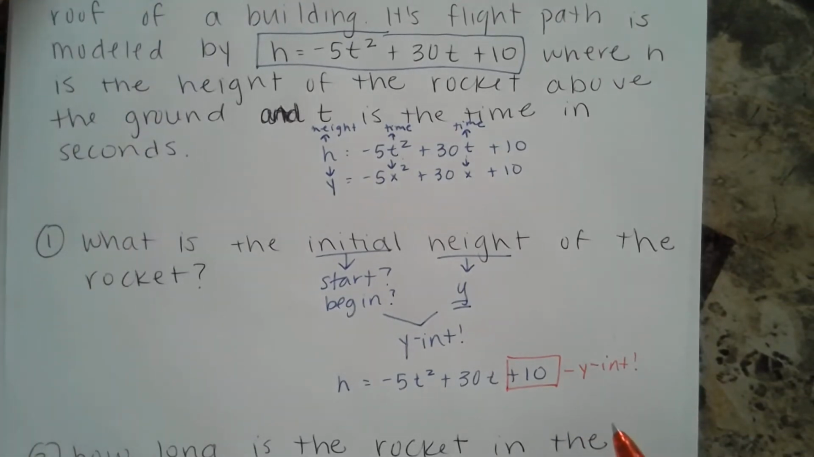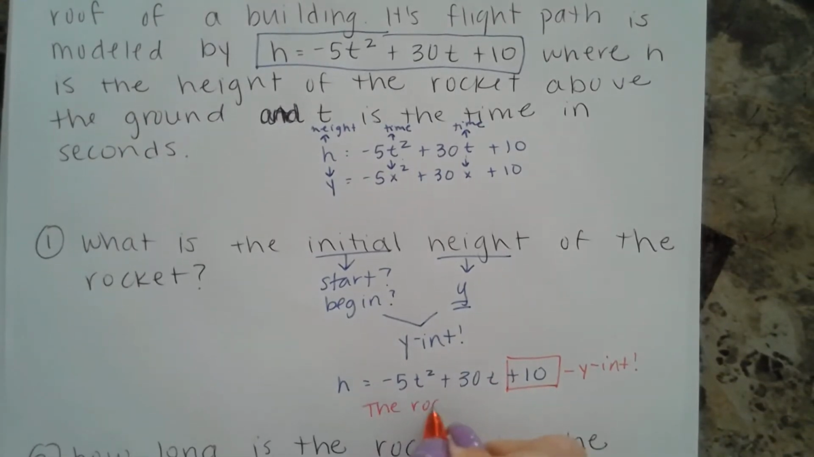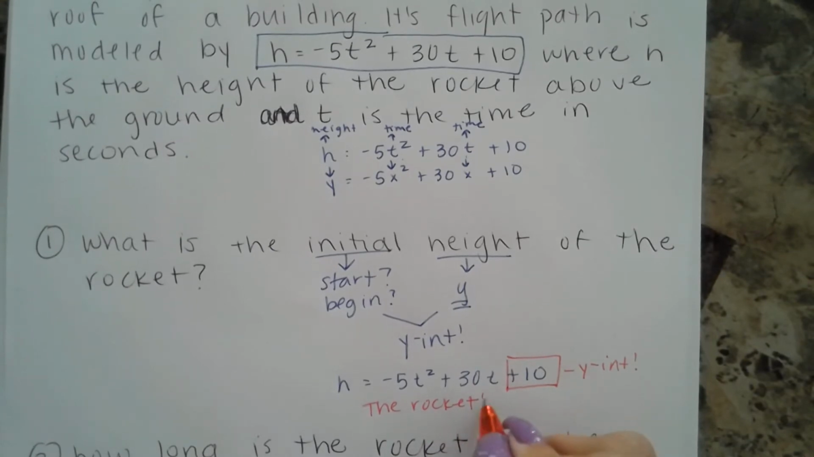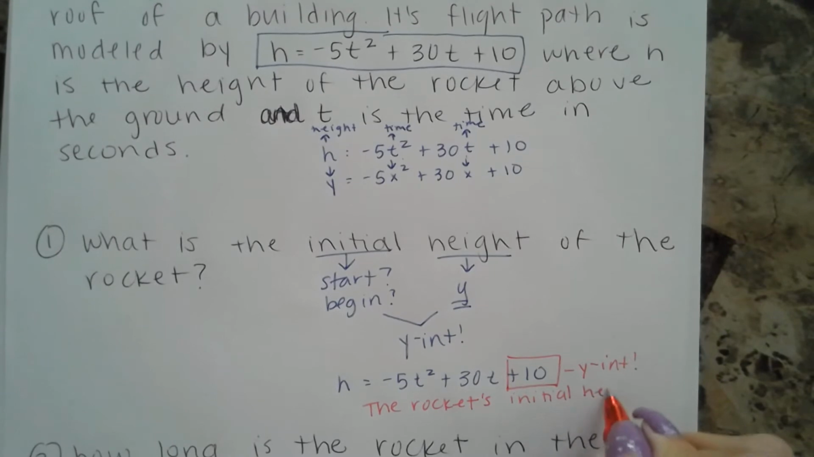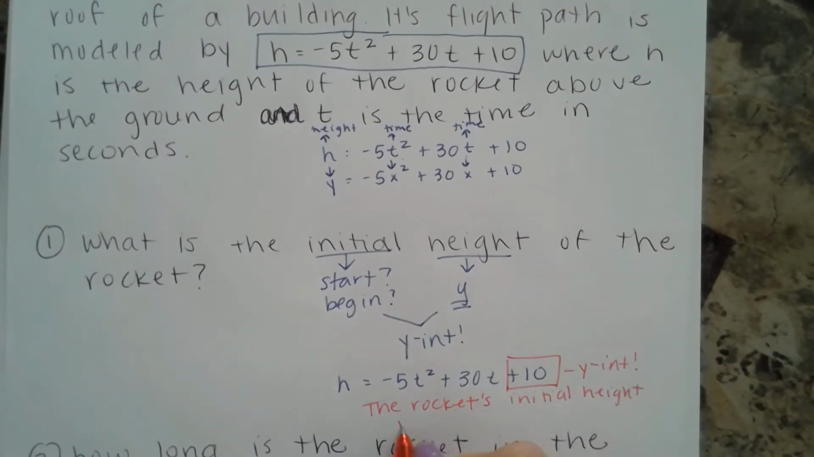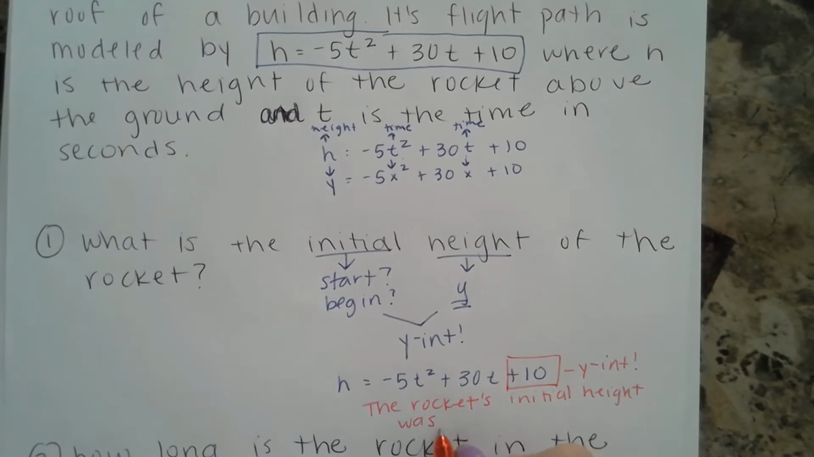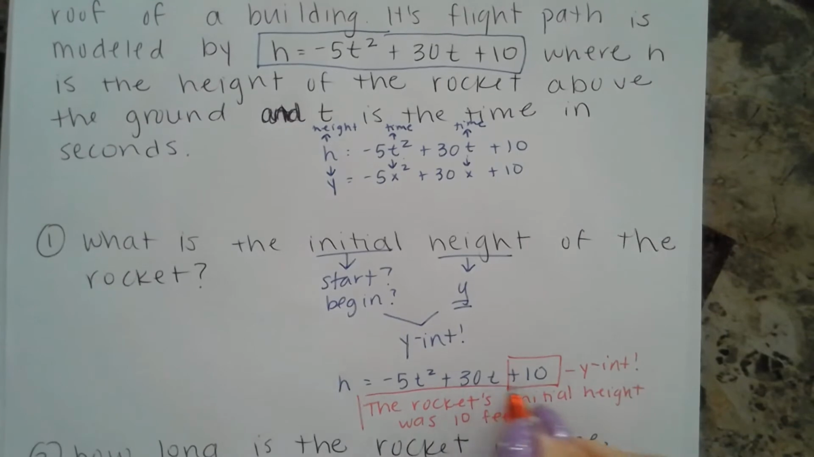So we know that the rocket's initial height was 10 feet. It was 10 feet.